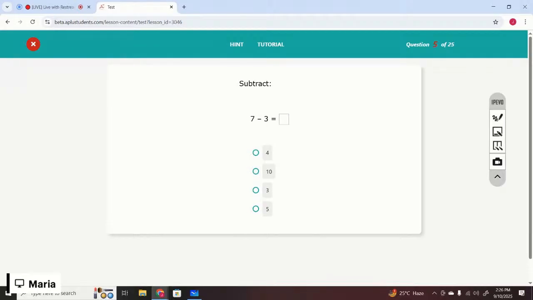So start with 7 and count back 3. So you end up on 4. Very good, 4 it is. 7 take away 3 is 4. Option number 1 is the correct option.